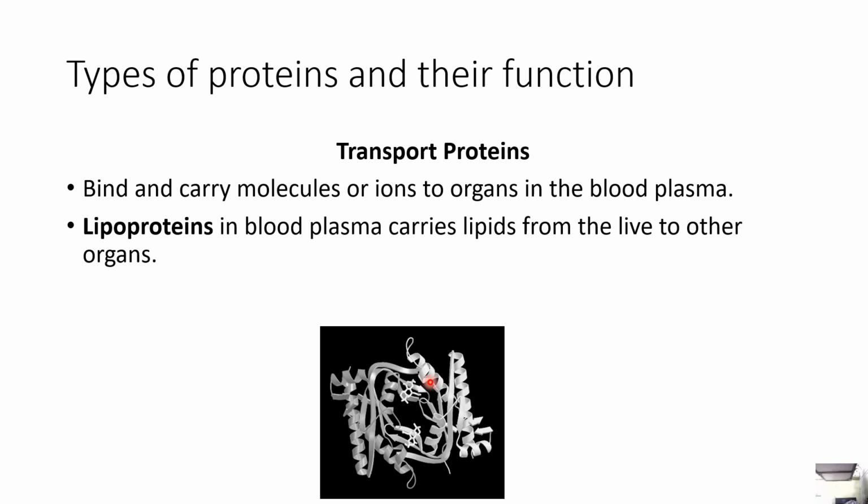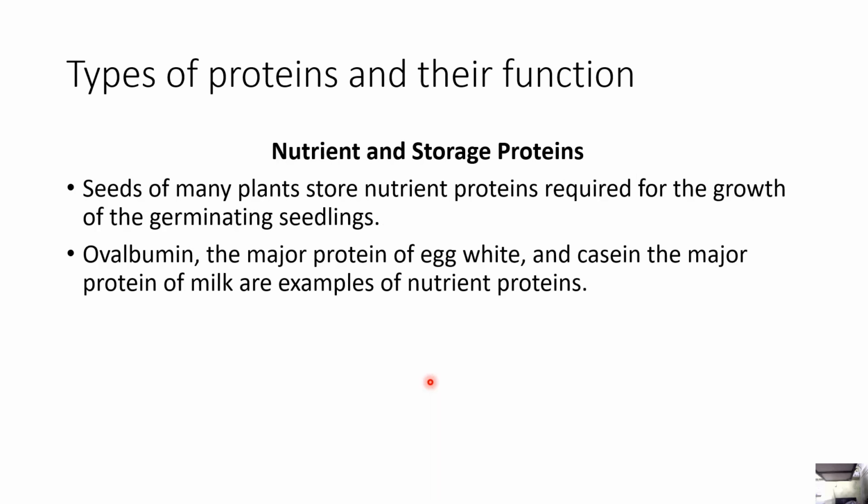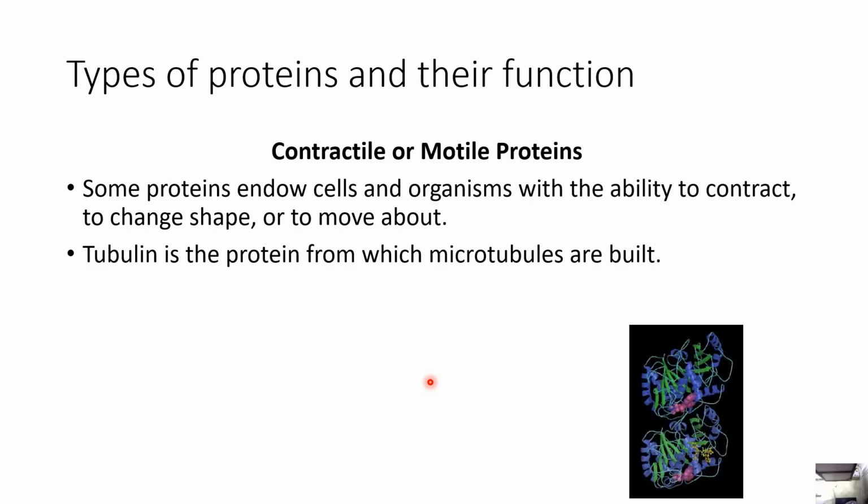Then there are transport proteins. They bind and carry molecules or ions through the bloodstream to organs. Lipoproteins in blood plasma carry lipids from the liver to other organs. Then we have nutrient and storage proteins. Seeds of many plants store nutrient proteins required for the growth of the germinating seedlings. Ovalbumin, the major protein of egg white, and casein, the major protein of milk, are examples of nutrient proteins.